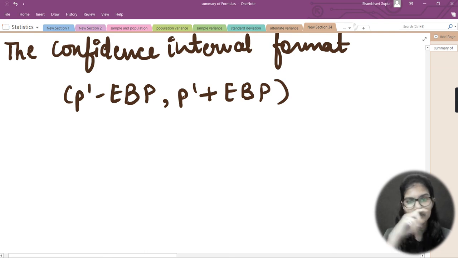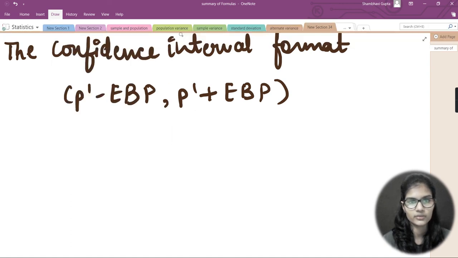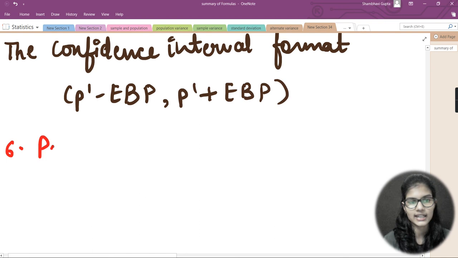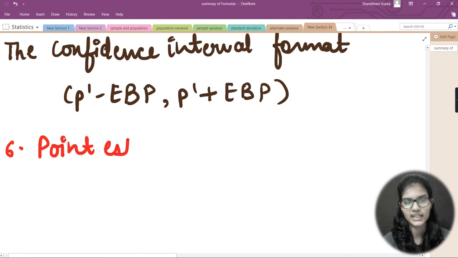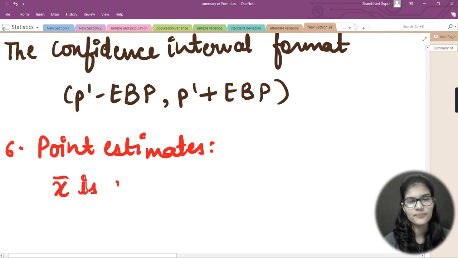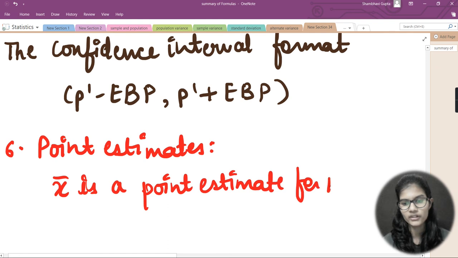And after that we had even discussed the point estimate. Let me do it from this side only. Let me take one color, and now we'll be writing the point estimates, right? So I'll be adding the number 6 here, and that is basically point estimates. So x bar is a point estimate for mu, right? X bar is a point estimate for mu.